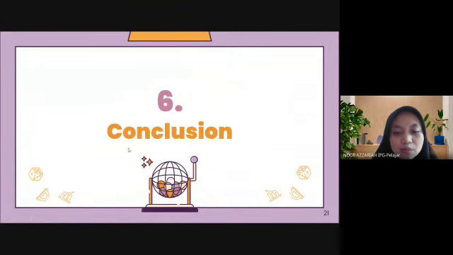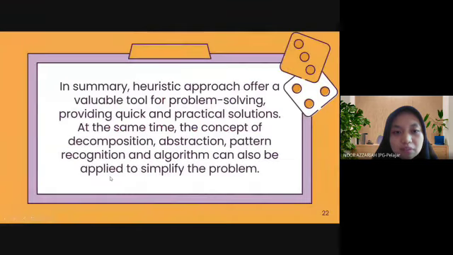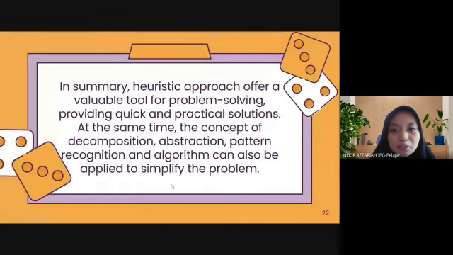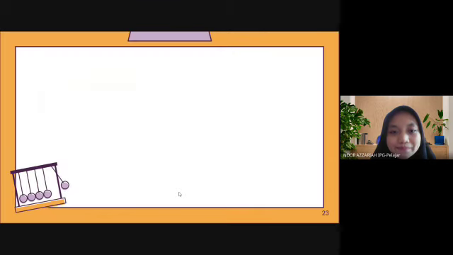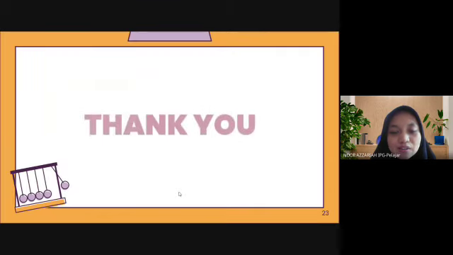Last but not least, the conclusion. In summary, the heuristic approach offers a valuable tool for problem solving, providing quick and practical solutions, and at the same time, the concepts of decomposition, abstraction, pattern recognition, and algorithm can also be applied to simplify the problem.